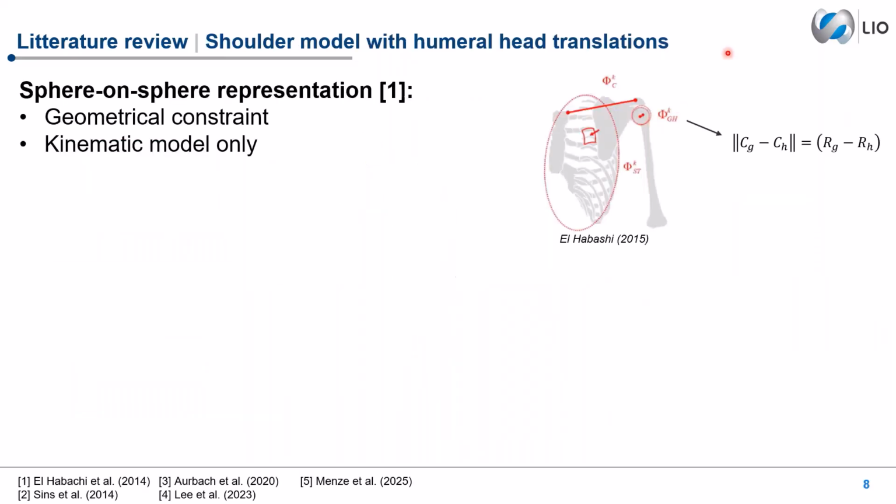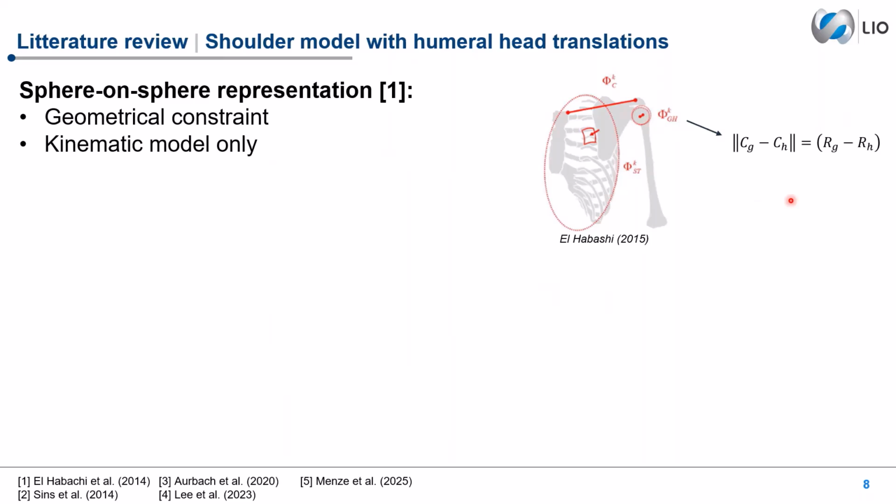And so in order to do that, I looked into the literature to see what has been made before. A model that I was really interested in was the Elabashi model. It was only a kinematic model, so no musculoskeletal modeling, but they had the idea to impose a geometric constraint between two spheres. They have a small one for the humeral head and a bigger one to represent the glenoid, and they link these two spheres with a connecting rod. So it's just a geometrical constraint.